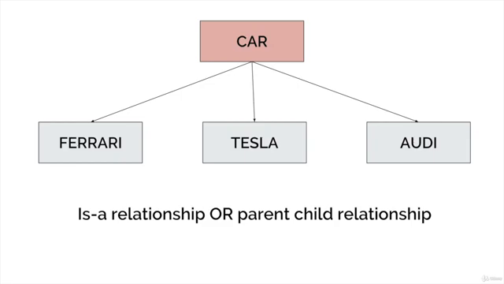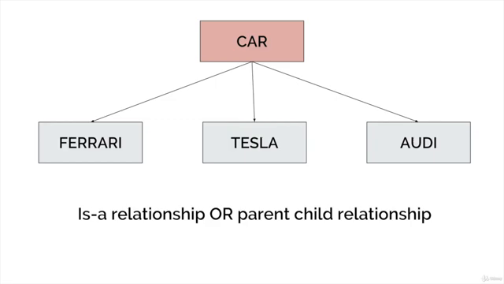If we take a look at some other example, like that of a mobile phone, we can say an iPhone is a type of mobile, right? Samsung is a type of mobile phone. So this relationship between the iPhone and a mobile phone is known as an is-a relationship, or parent-child relationship, or inheritance, in object oriented programming.